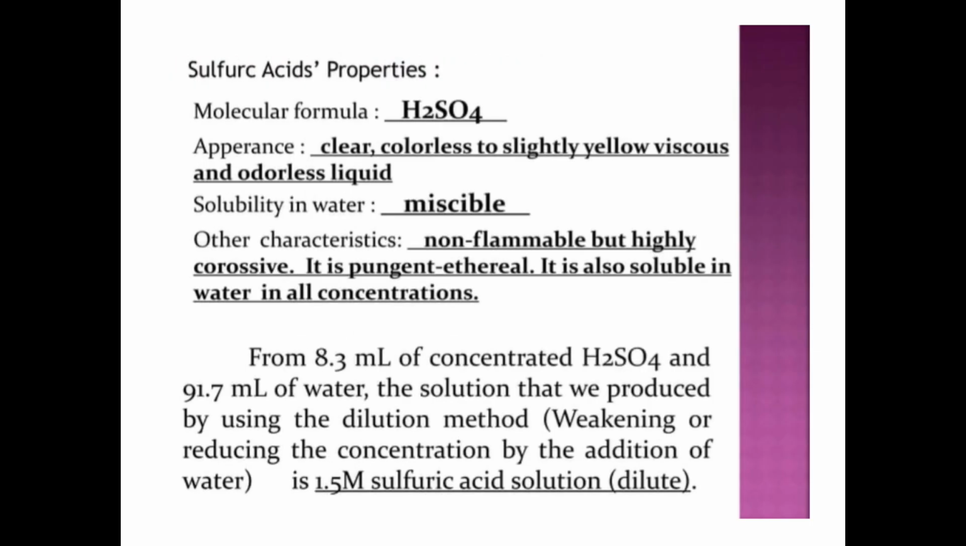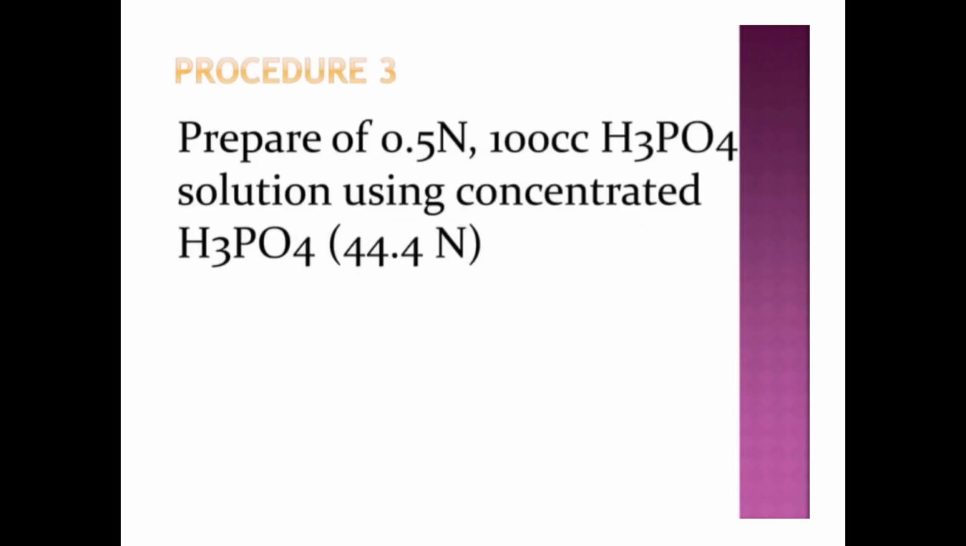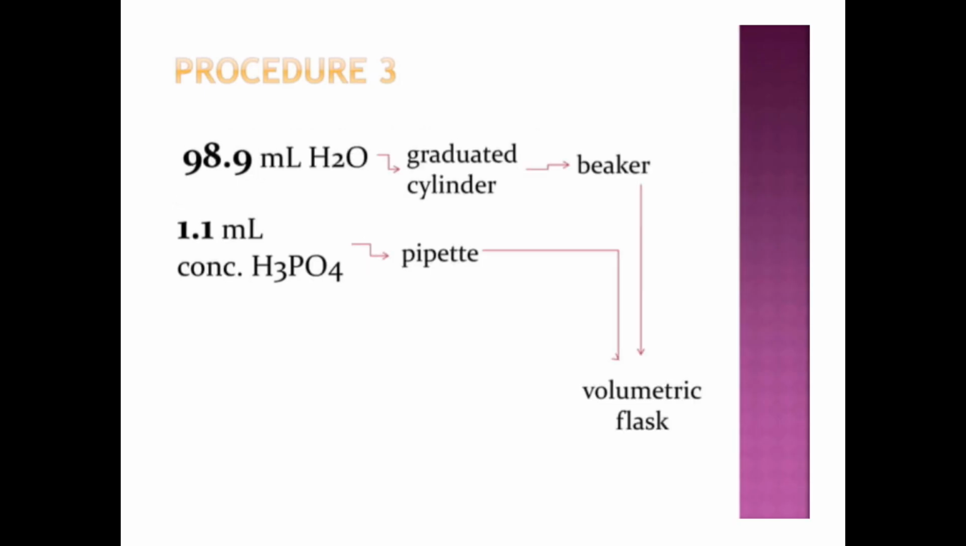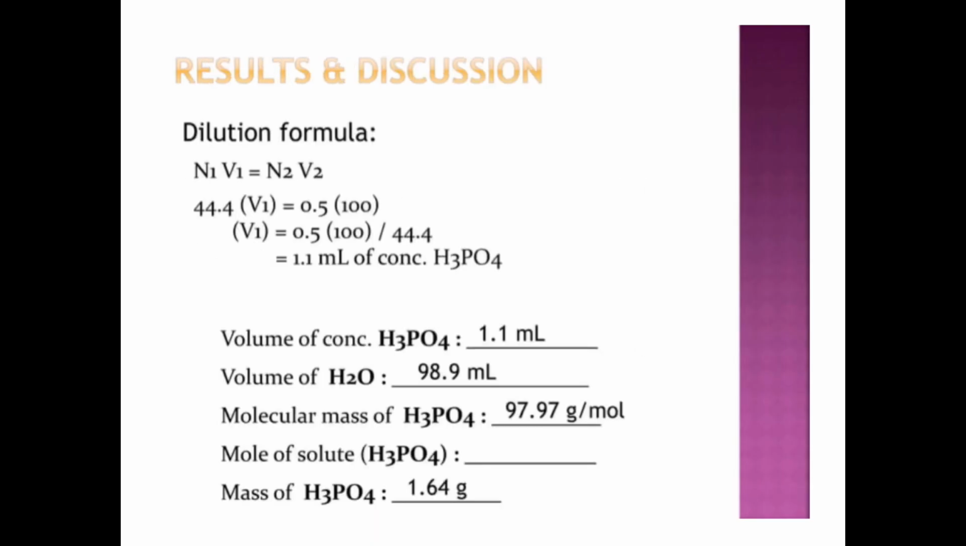So let's look at another one quickly. Let's look at how we can prepare 0.5 normal. Now in the other one, we were preparing molar. Now we are preparing 0.5 normal 100 centimeter cube H3PO4 solution using concentrated H3PO4 that is 44.4 normal.